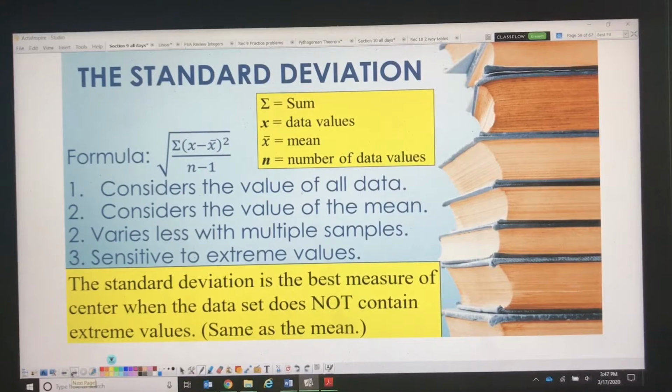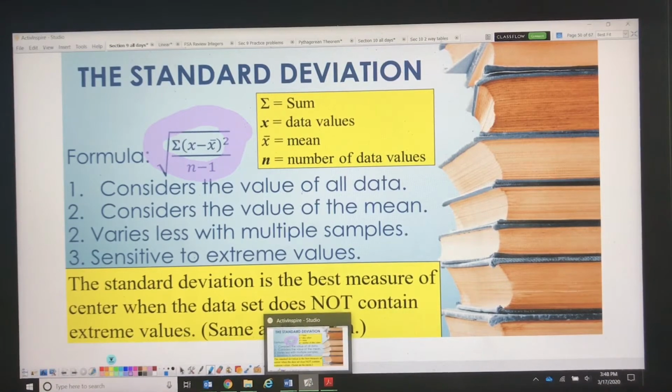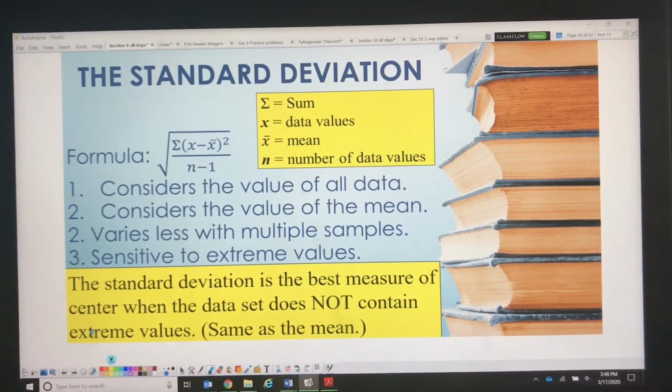Our next topic is standard deviation. Don't worry, don't freak out. You're not going to have to memorize this formula that's provided here for you. You won't necessarily have to actually calculate the standard deviation, but you'll have to use it as Algebra Nation did with our normal distribution curve.